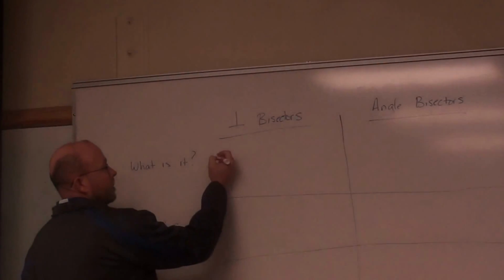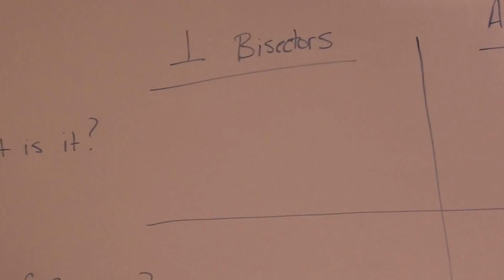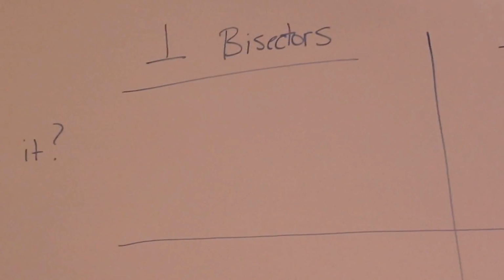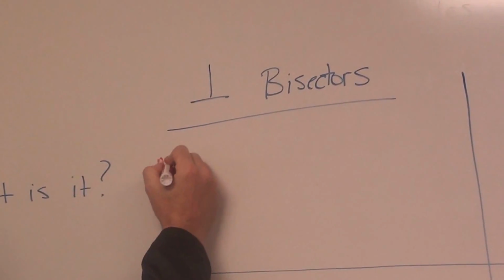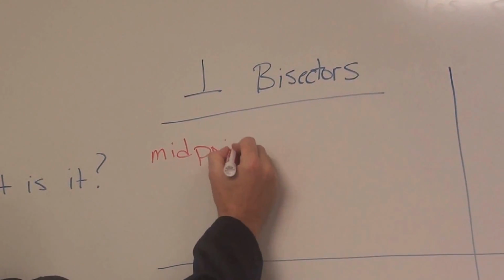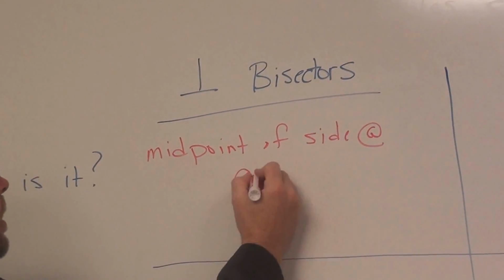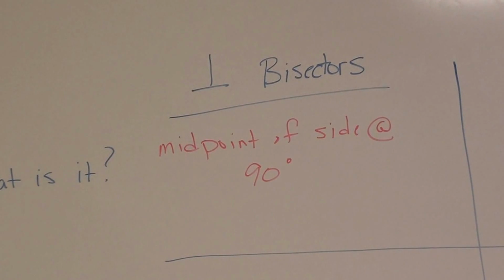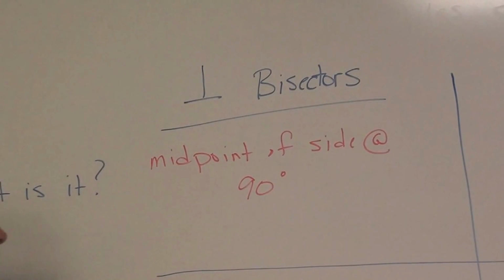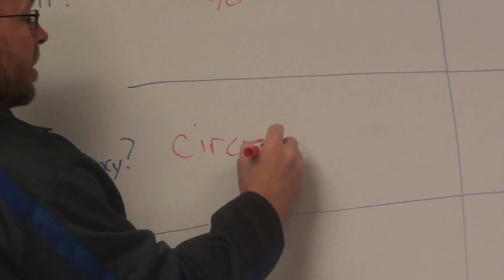Now we add this to the board. What was a perpendicular bisector? Where did it go through? The middle of a side, so it went through the midpoint of a side at 90 degrees. That's what the perpendicular bisectors were. 3 sides, 3 perpendicular bisectors. The point of concurrency you've already answered, it was the circumcenter.